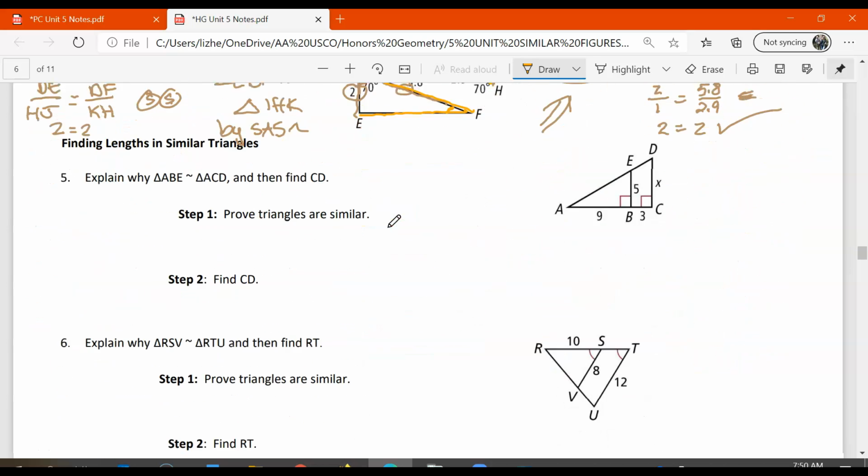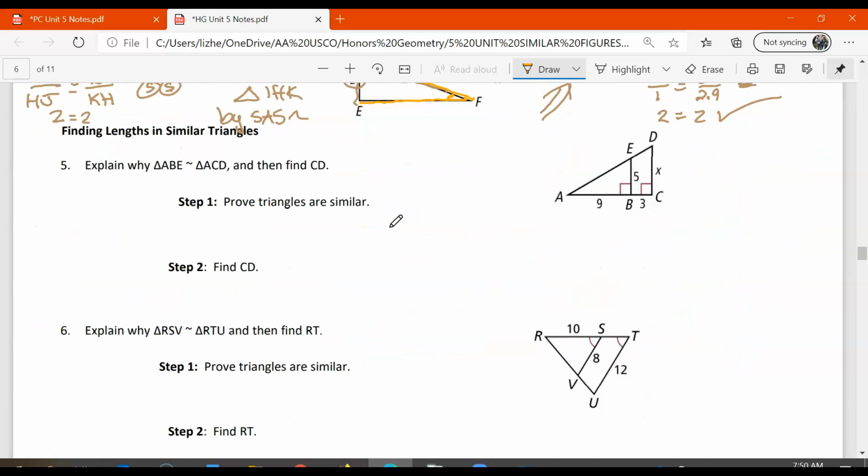Okay, now, finding lengths in similar triangles. Explain why ABE and ACD are similar. So why do I know that the small triangle ABE and the large triangle ACD are similar? Well, I see that angle A is part of both of those triangles, and then this triangle is 90 and this one's 90. So prove the triangles are similar.